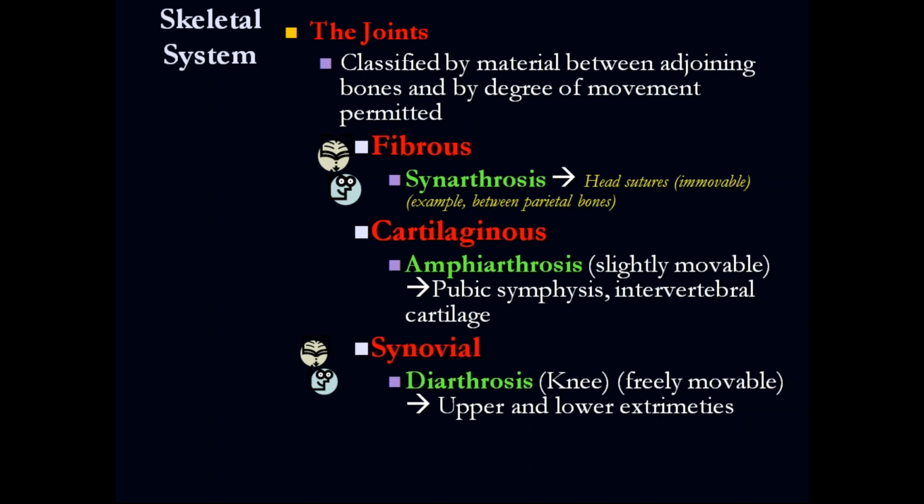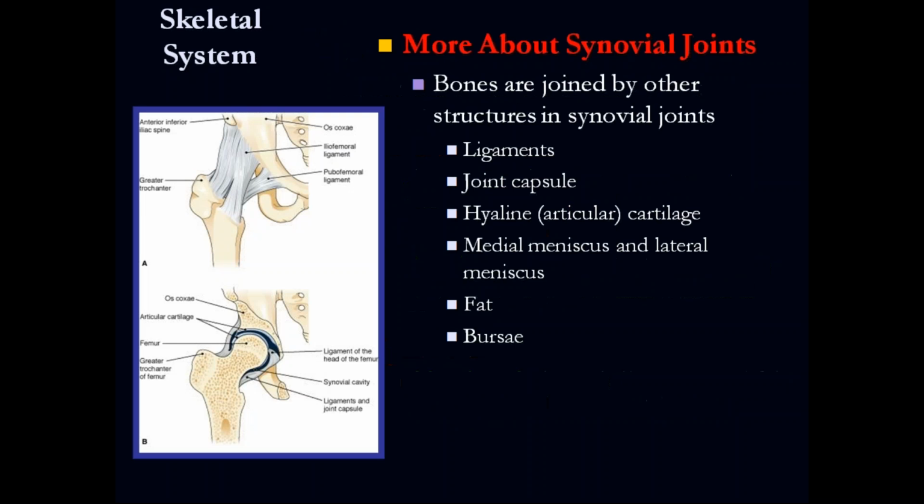Amphiarthrosis is not so much, not so little. So the pubic symphysis and the intervertebral cartilage, that means the column. When you bend forward or stretch out, the column is moving slightly. So that is amphiarthrosis. Synarthrosis is the sutures on the head that are not movable.